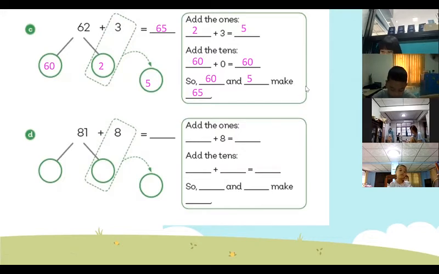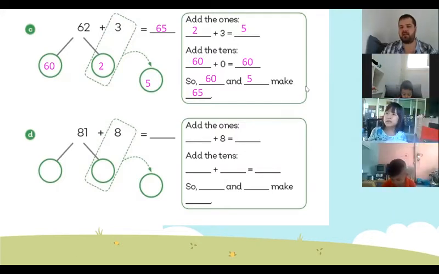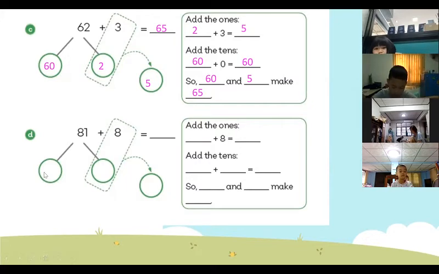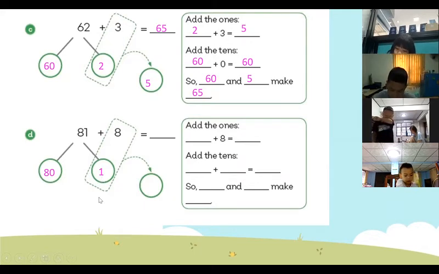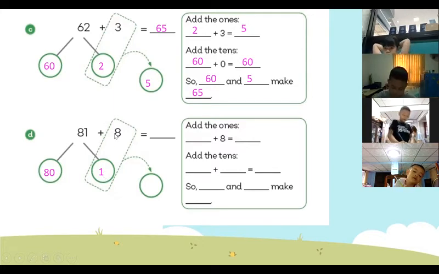81. 81 is made up of 80 and 1. Very good. Okay, next we must add our 1s. So 1 plus 8 equals 9. Very good. And 80 plus 9 equals 89. Good. Okay, let's fill out our note.